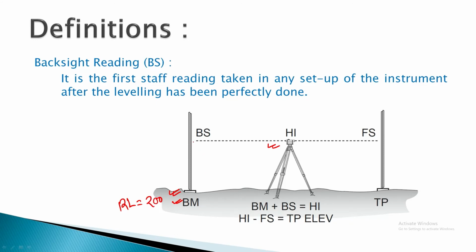The first reading that I am going to take, suppose it is x. After determination of this backside reading, we will get the value of the height of instrument. So the height of instrument will be 200 plus x. Okay, so this is the concept of backside reading. The foresight reading I am coming to later on.